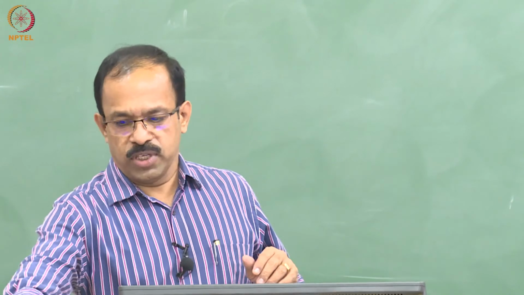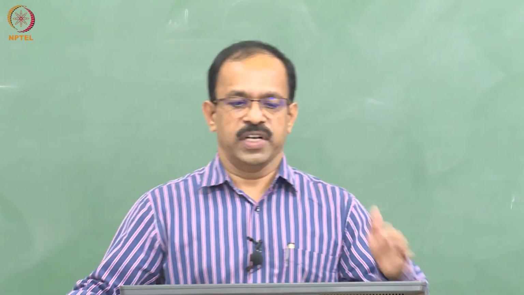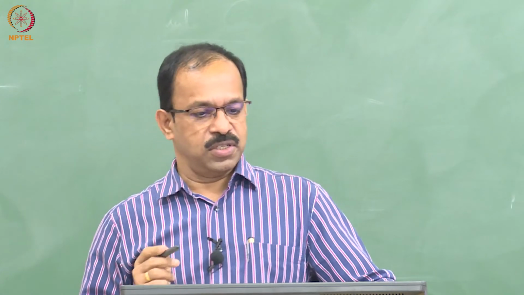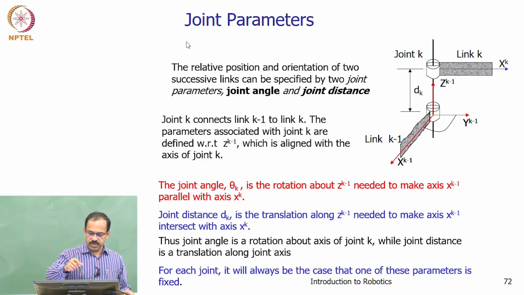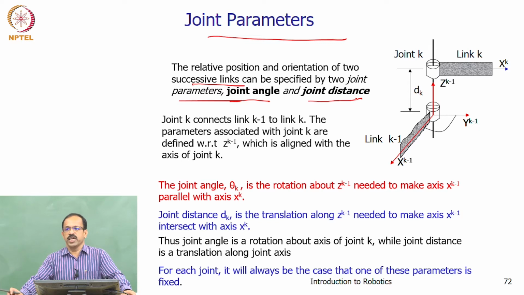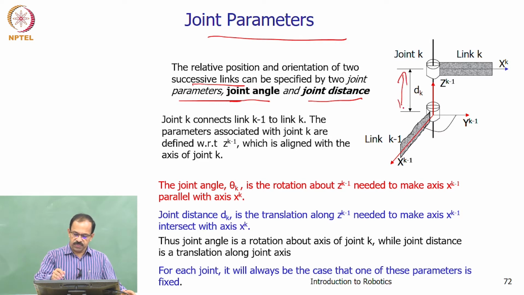Last class we discussed the kinematic parameters of industrial robots, and we mentioned that there are 4 parameters. The first one we called joint parameters. The joint parameters define the relative position and orientation of 2 successive links, and they are the joint angle and joint distance. The joint distance is defined like this, and the angle at which it has to rotate is known as the joint angle.